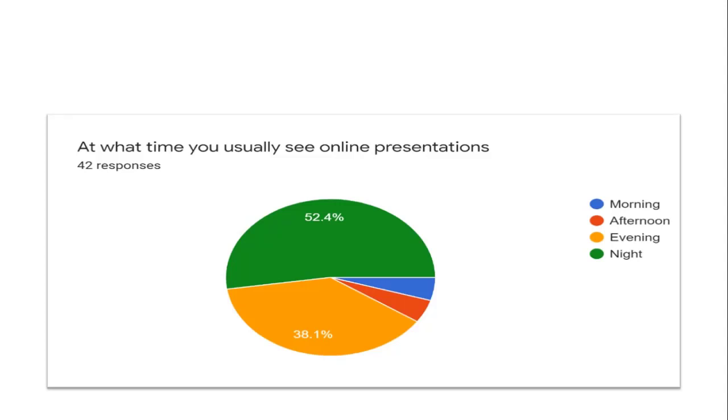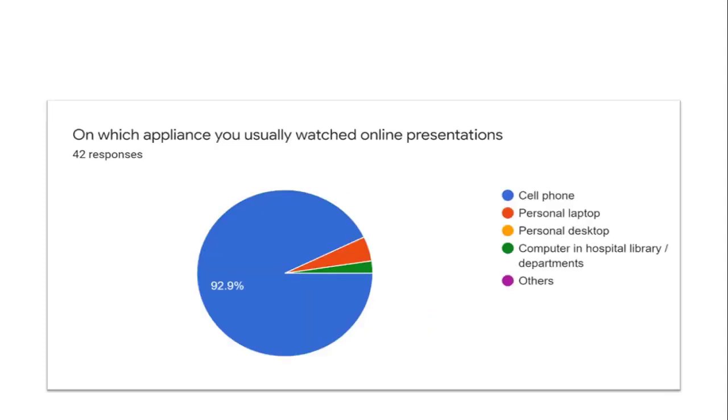Then we also did a quick feedback to get the information on how you people think about this whole activity. I sent this feedback form to 55 residents. 42 of them responded, and the first question was at what time do you see this presentation. The majority responded at night or evening time. This is why we increased the time limit from 9 p.m. to 11 p.m., because most of the people see it in the evening.